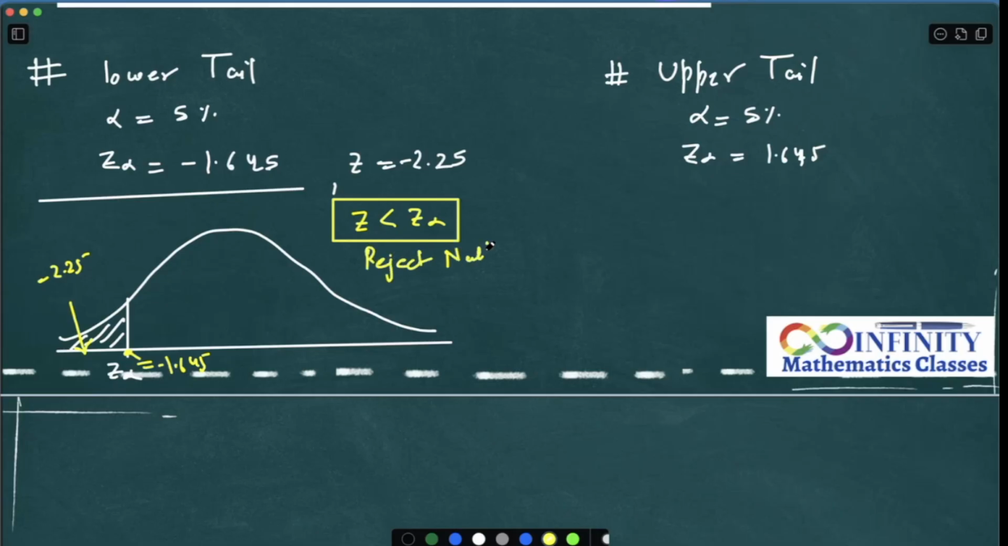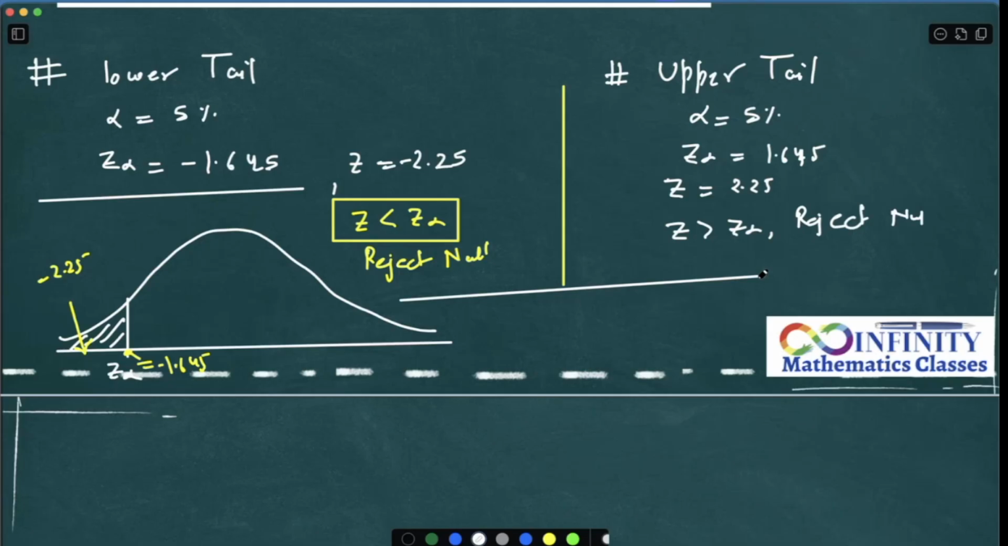If this is a similar situation where you have Z equals 2.25, you will use the rule whenever Z is bigger than Z alpha, we reject the null hypothesis. Just suppose this is the case. So now I need to focus on whether it is a left tail or right tail, because the negativity and positivity matters. If you wish to use them, you can.